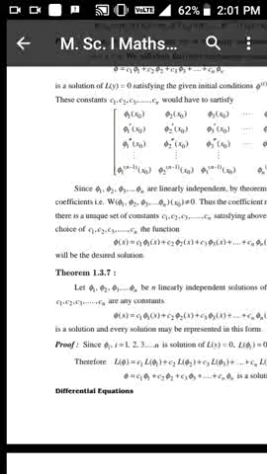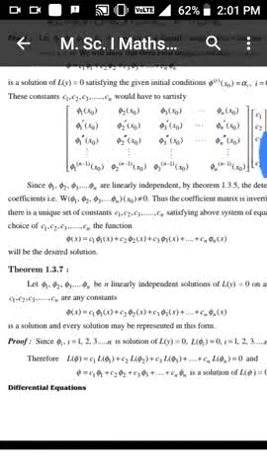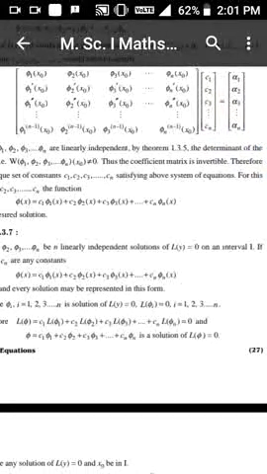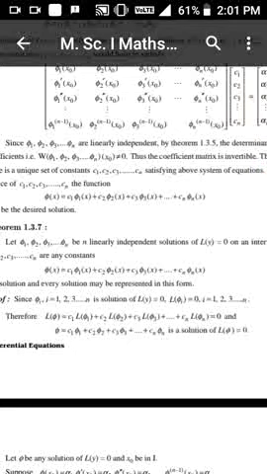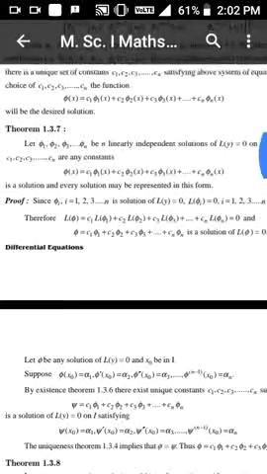These constants c1, c2, ..., cn would have to satisfy phi 1(x naught), phi 2(x naught), phi 3(x naught), ..., phi n(x naught), phi 1'(x naught), phi 2'(x naught), ..., phi n'(x naught), and so on, times c1, c2, ..., cn equals alpha 1, alpha 2, alpha 3, ..., alpha n. Therefore, for these c1, c2, ..., cn, the function phi(x) = c1 phi 1(x) + c2 phi 2(x) + c3 phi 3(x) + ... + cn phi n(x) will be the desired solution.